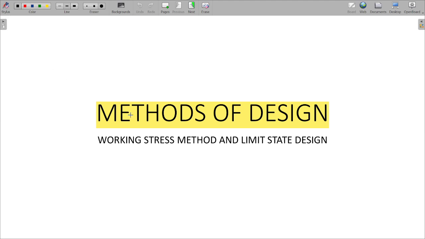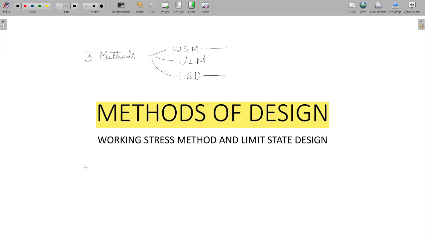Today let us discuss methods of design. We know that there are three main methods of design in RCC. One is working stress method, second is ultimate load method, and third is limit state design. So in today's class let us discuss in detail about working stress method and limit state design.